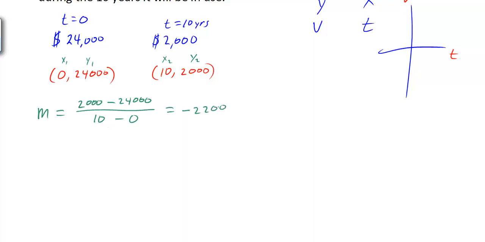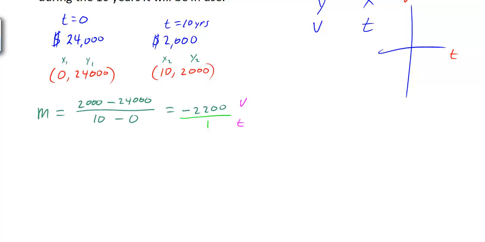is equal to negative 2,200. And if it helps you, keep in mind, even though this is a nice integer, this is understood to be over 1. So this is the change in y. In this case, this is the change in the value of our printer over the change in the time. So what this is telling us, when we have a negative 2,200, is that in a 1-year period, the value is going to decrease by $2,200.